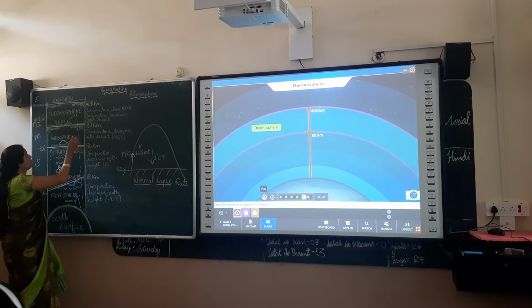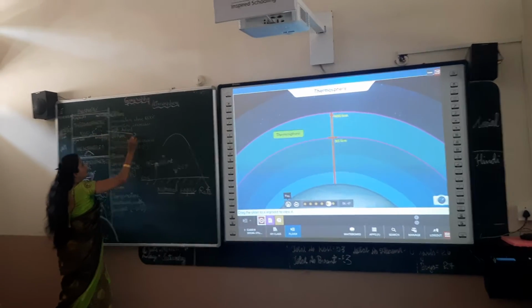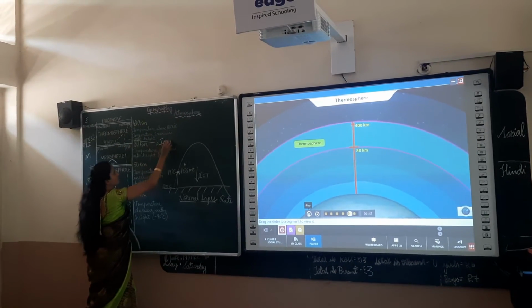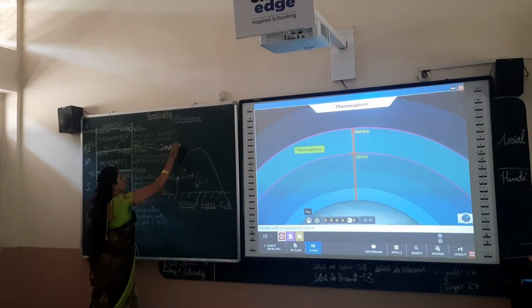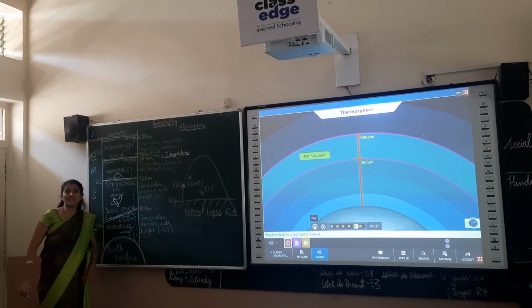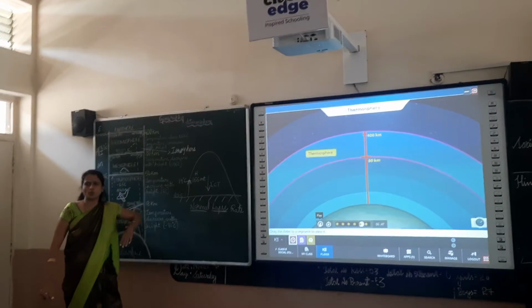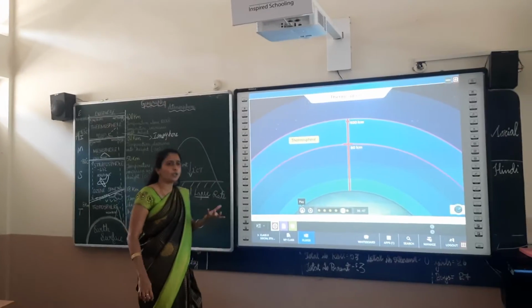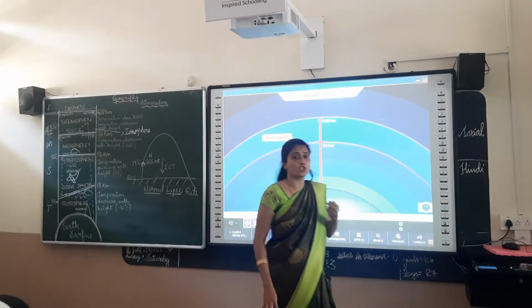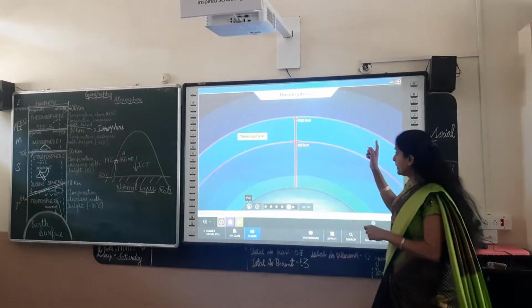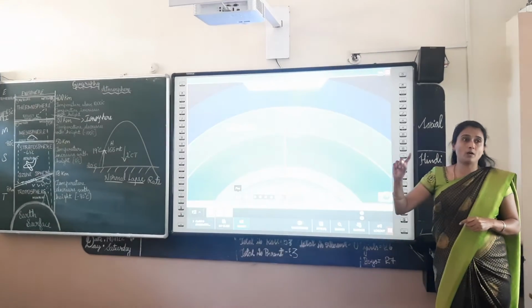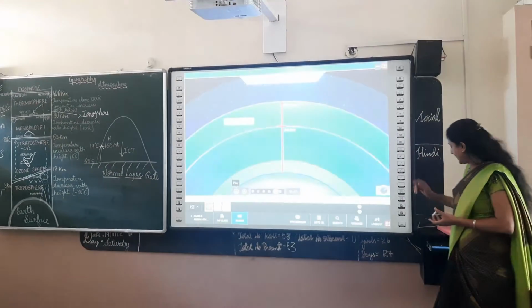Yeah. See, this thermosphere is also called the ionosphere because of the presence of ions in this layer. So what was the use of the ions? How were we utilizing these ions present in the thermosphere? Why is it named so? That we can see now.